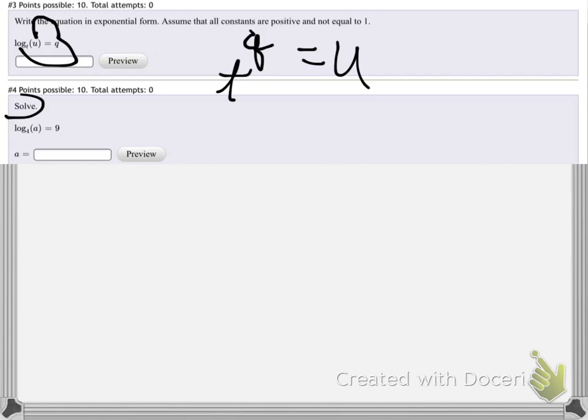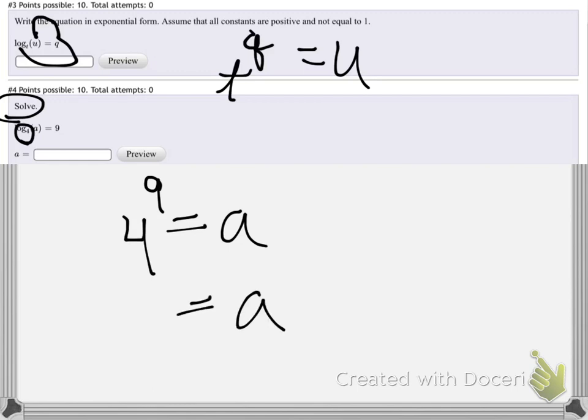That's good. Then the next one they say solve, and this is just the same kind of thing, but with numbers. Probably we'll put it in exponential form. So we have a 4 down there. That'll be 4 to the 9 power equals a. Then we're just solving it, and you just say, I know what a is. It's whatever 4 to the 9th is, and shoot 4 to the 9 in a calculator, and you'll be good.